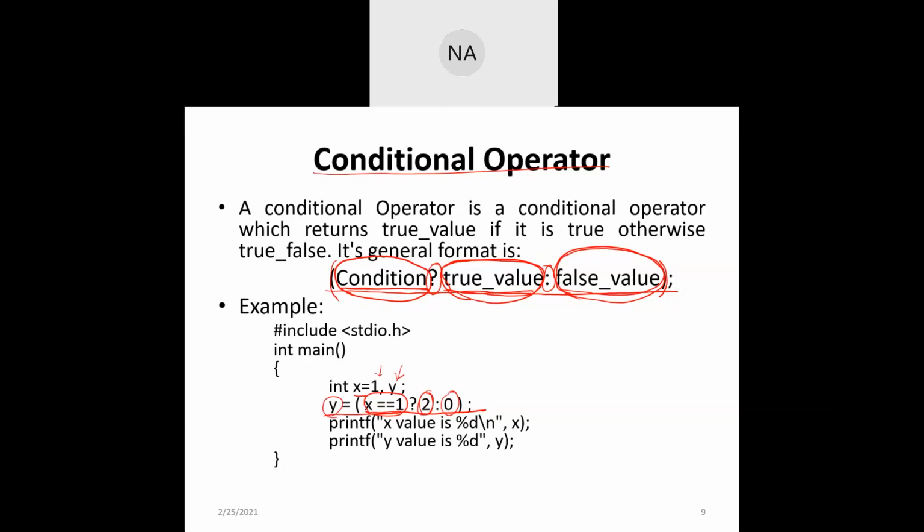And suppose that this condition were x is equal to 2. In that case, this condition would evaluate to false, and the false value, that is 0, would be assigned to the variable y. So this conditional operator is a ternary operator. We specify a Boolean condition, a true value, and a false value. Three operands are specified. The condition is evaluated. If it is evaluated true, then the true value is assigned, otherwise the false value is assigned.